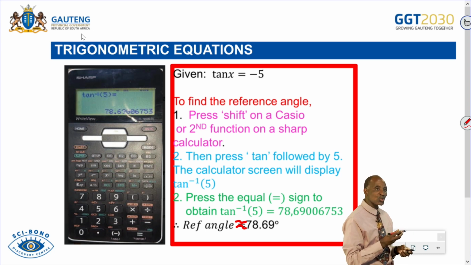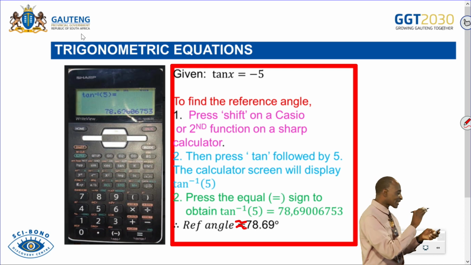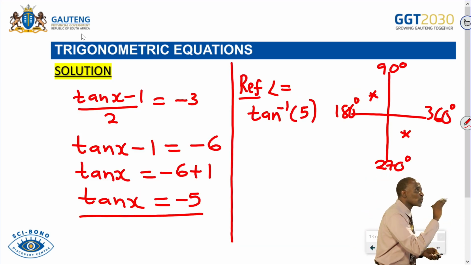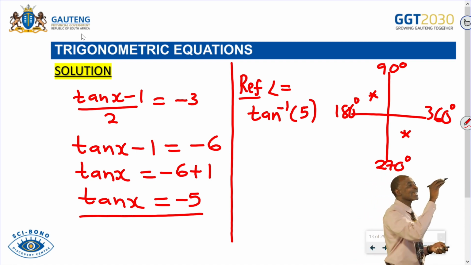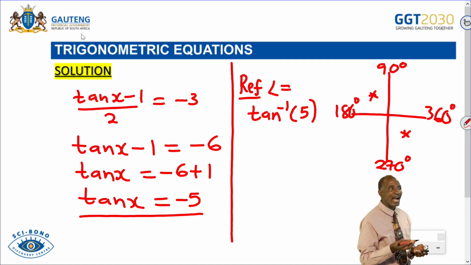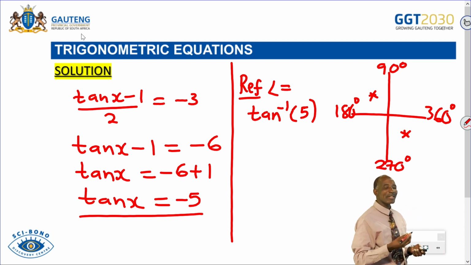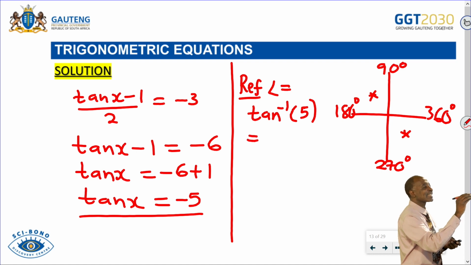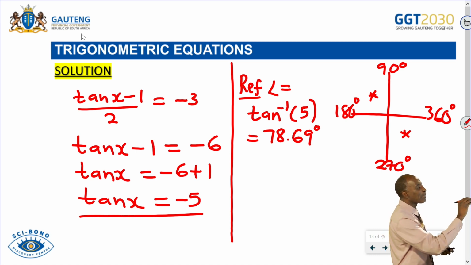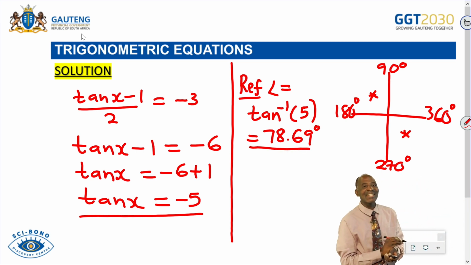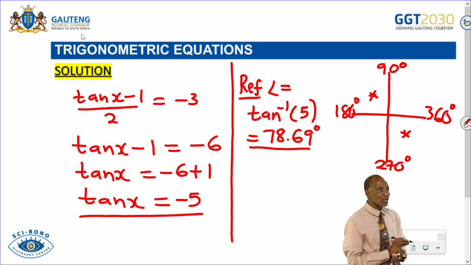So step number 1, when you are finding the reference angle, you look at the number involved. If it's a negative 5, you leave out the minus. Then you press second function if it's a Sharp calculator, or shift if it's a Casio calculator. Shift tan. The moment you press shift tan, it doesn't press tan, it presses the inverse of tan. The inverse of tan is the one that helps you to get an angle. So arctan of 5 gives us 78.69 degrees. That's what we mean by a reference angle, which is an angle less than 90 degrees but more than 0 degrees.